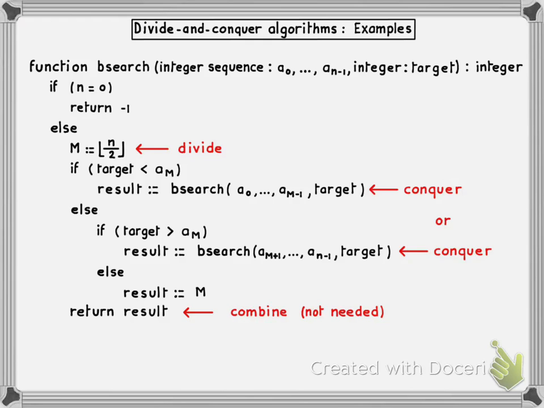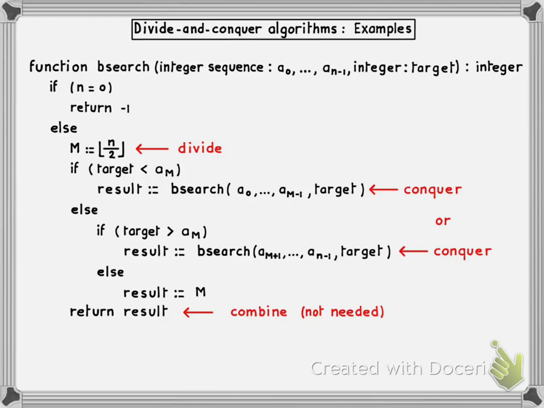But still, it's basically a constant time combine step. And it's right there. We have the three steps in order: divide, conquer, combine. So clearly this binary search algorithm is a divide and conquer algorithm.